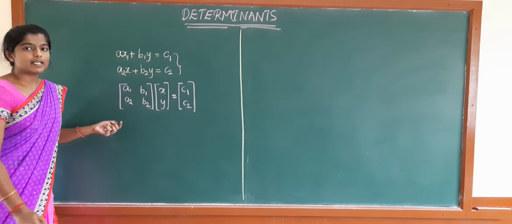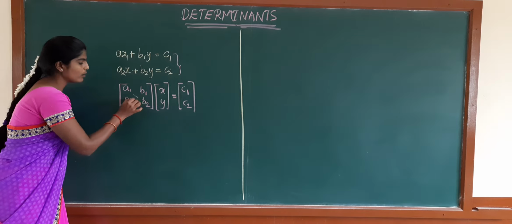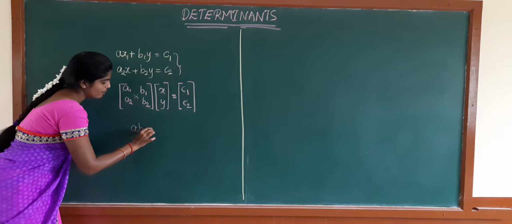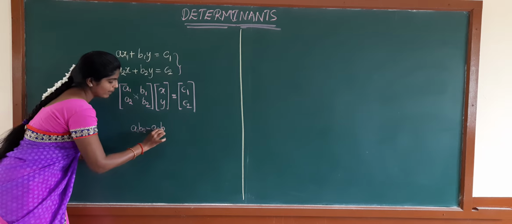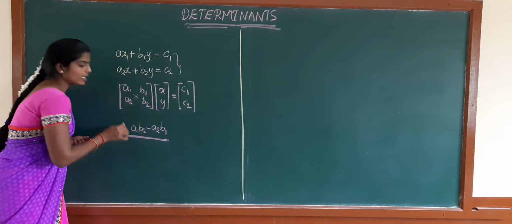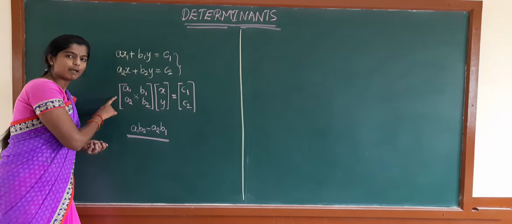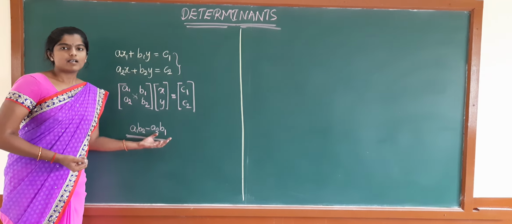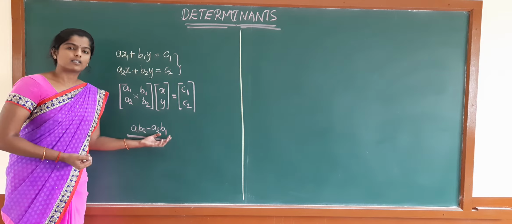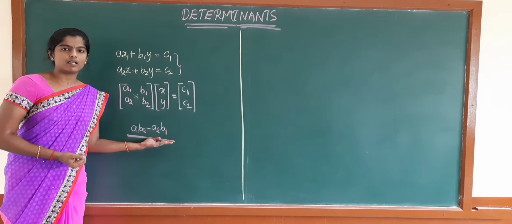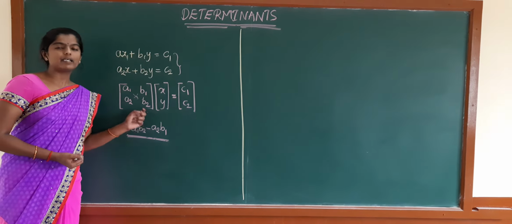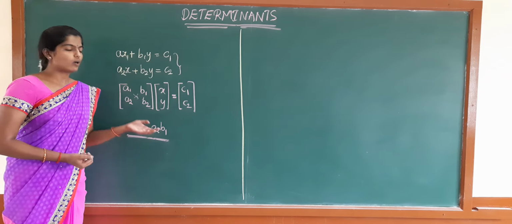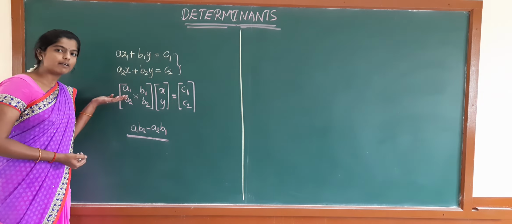In determinants, we cross multiply this, so it becomes a1 b2 minus a2 b1. It is nothing but the determinant of this matrix A. A determinant is a unique number. By multiplying in this way we obtain one number, and that number is called the determinant of that matrix.